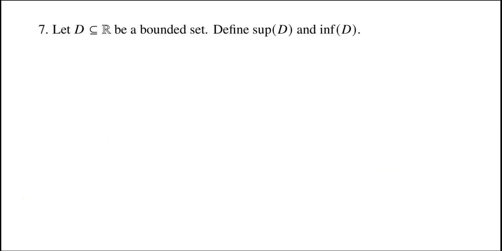Okay, so for problem number 7, we're given a bounded subset of the real numbers, and we simply want to define the supremum and the infimum of D. All right, so this is pretty simple. The supremum of D looks at upper bounds of D, and of all the upper bounds, it wants the smallest one. So this is the least upper bound of D, which actually makes sense here because D is a bounded set, so it does have an upper bound. We pick the smallest one. Okay, now maybe you might say, well, how do you know there is a smallest one? And of course, this gets to something we'll get in a future problem.